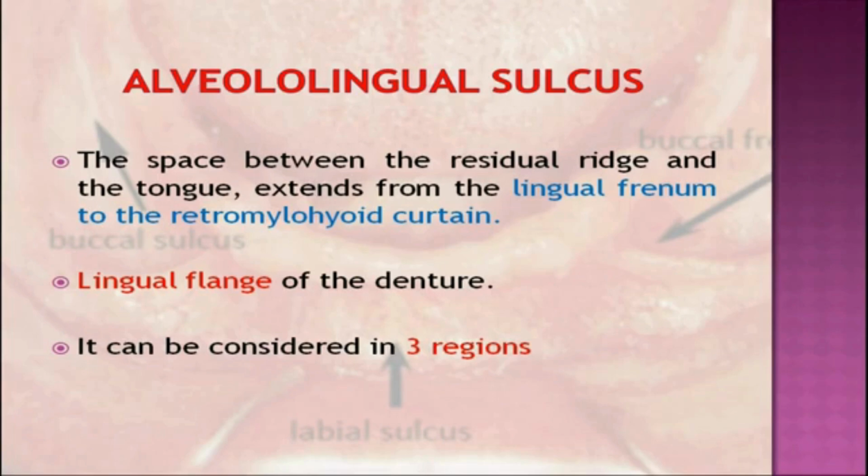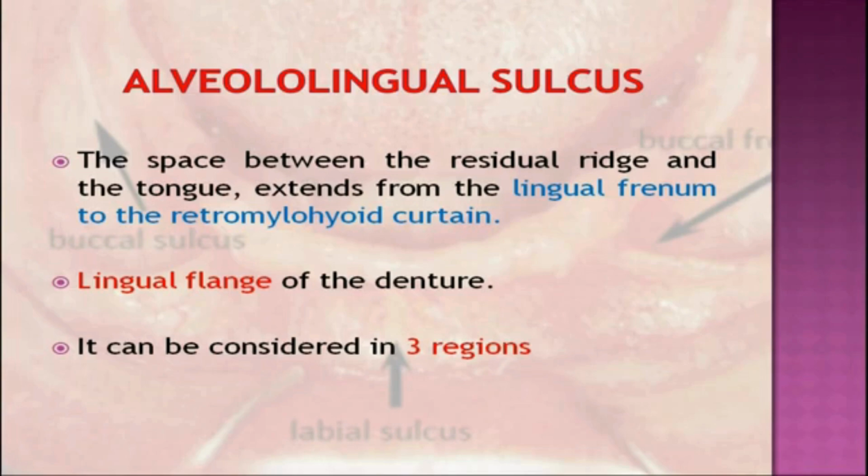Alveolingual sulcus. This is a space between the residual ridge and the tongue and extends from the lingual frenum to the retromylohyoid curtain. Part of it is available for the lingual flange of the denture.